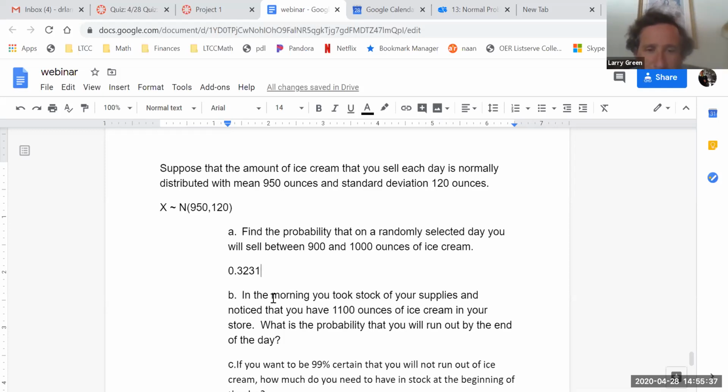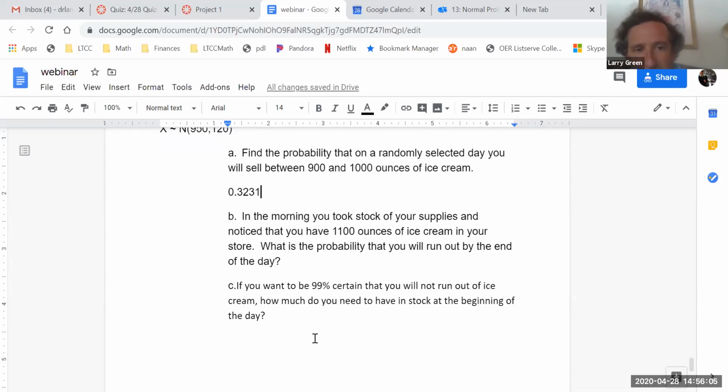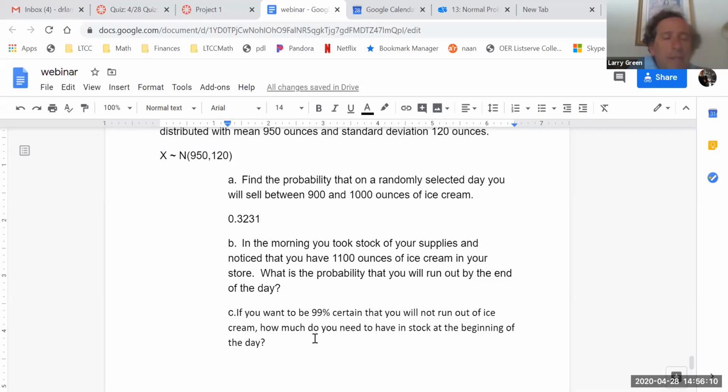Okay, so now part B, in the morning, you took stock of your supplies and you notice that you have 1,100 ounces of ice cream in your store. What's the probability you're going to run out by the end of the day? Let's see if you can answer that question. Okay, and again, the hint is it's not that hard if you know what to do. That's how most of these are. It's how this class is actually. What's the probability you're going to run out by the end of the day if you have 1,100 ounces of stock of ice cream in your store?